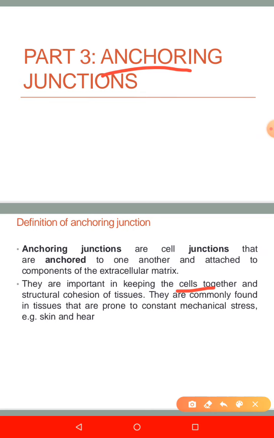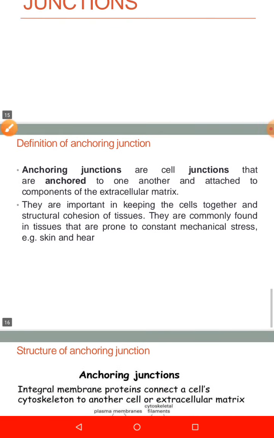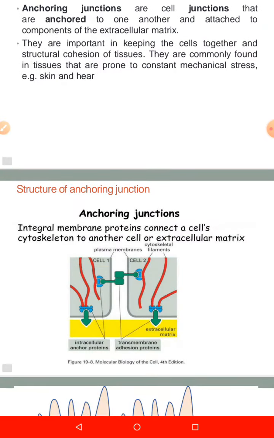They are commonly found in tissues that are prone to constant mechanical stress. So cells can form junctions, which we call anchoring junctions. Integral membrane proteins connect a cell's cytoskeleton to another cell or extracellular matrix. So we have four types.